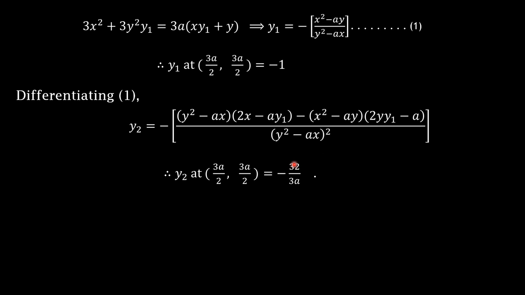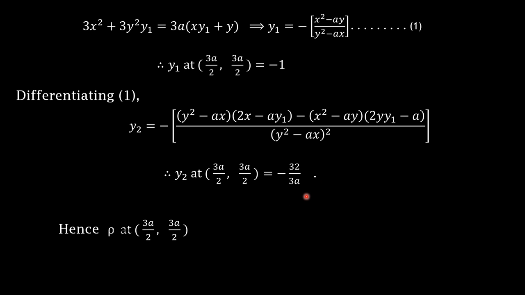Therefore, the value of y2 at the given point 3a by 2 and 3a by 2 is minus 32 by 3a. Just make a note of it, students. Just replace your x and y by the given point, that is 3a by 2 and 3a by 2, and replace your y1 by minus 1. Just simplify it so that you are going to get the value of y2 at the given point to be minus 32 by 3a.